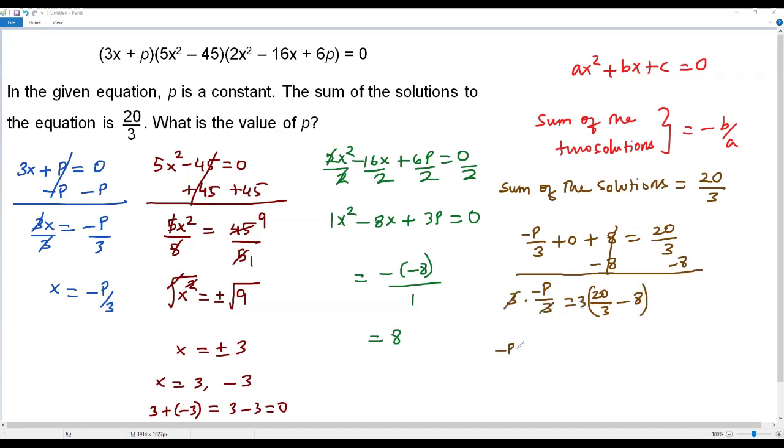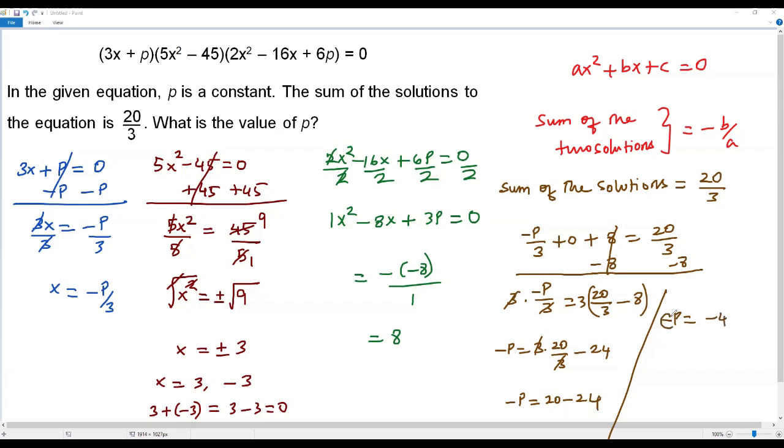I'm getting -p equals, now I can distribute this 3 to this one and this one. Then I'm getting 3 times 20 over 3. Negative 3 times 8 is -24. Then this 3 will cancel out. I'm getting -p equals 20 - 24. Let me do it over here. Then -p is equal to, when I simplify this one, I'm getting -4.